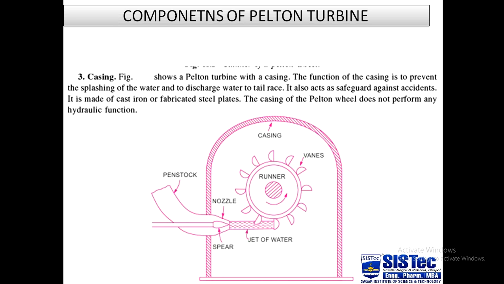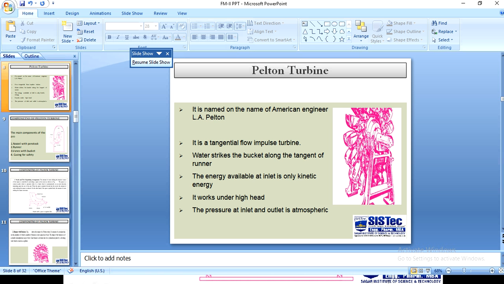The third part of the Pelton wheel turbine is known as the casing. The function of the casing is to prevent the splashing of water and to discharge water to the tail race. It also acts as a safeguard against accidents. That means it is a boundary provided in the Pelton wheel turbine. Generally, it is made of steel or cast iron. The casing is generally for safety purposes and does not perform any hydraulic task.